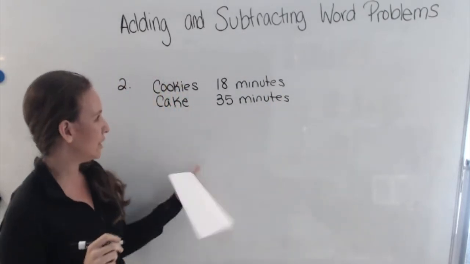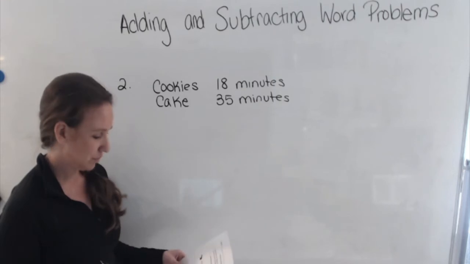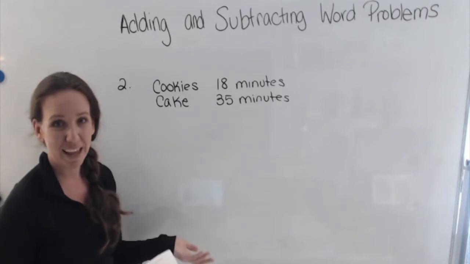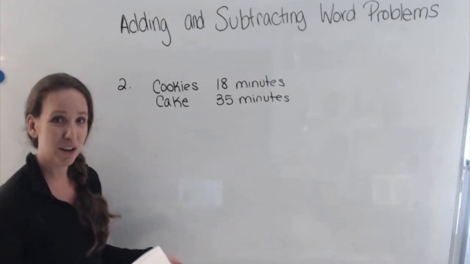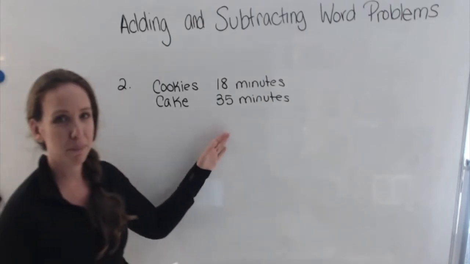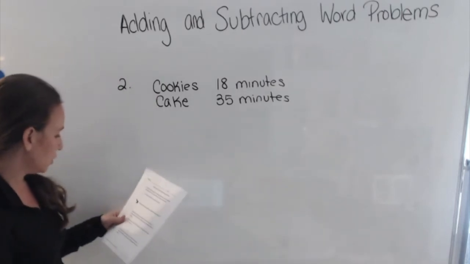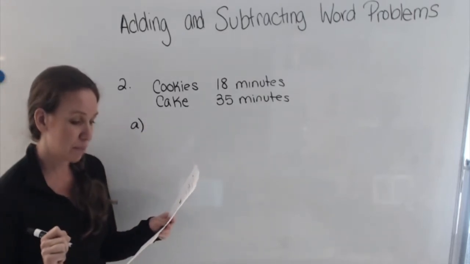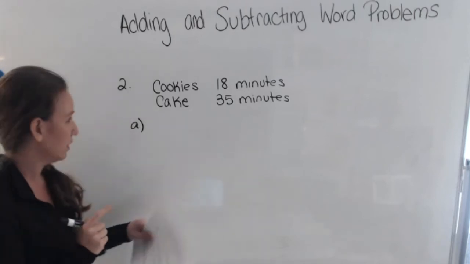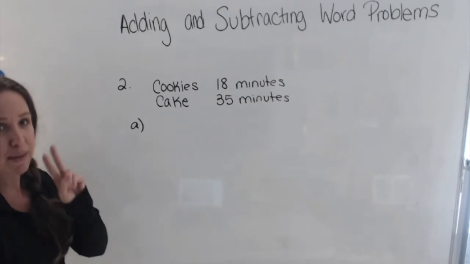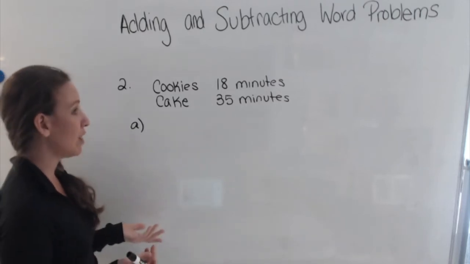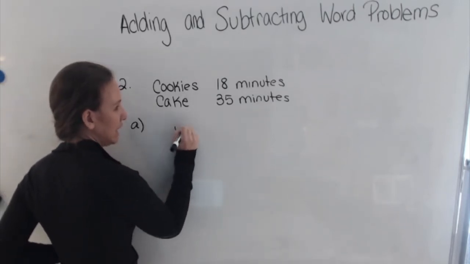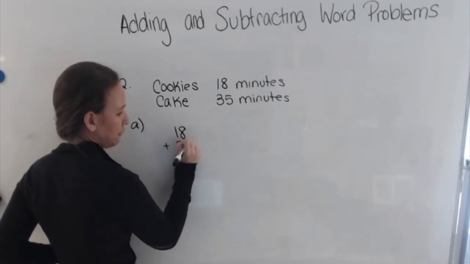Why do you think these two are the things that I'm underlining? Well, if you said it's the things that we're going to have to add or subtract in order to figure out our answer, you're right. The parts with the numbers are really important. So, part A asks, how much time will it take Jason to make both cookies and the cake? Well, if he wants to make both, am I going to add or subtract? That's right, I'm going to add. So I have the cookies take 18 minutes and the cake takes 35 minutes.